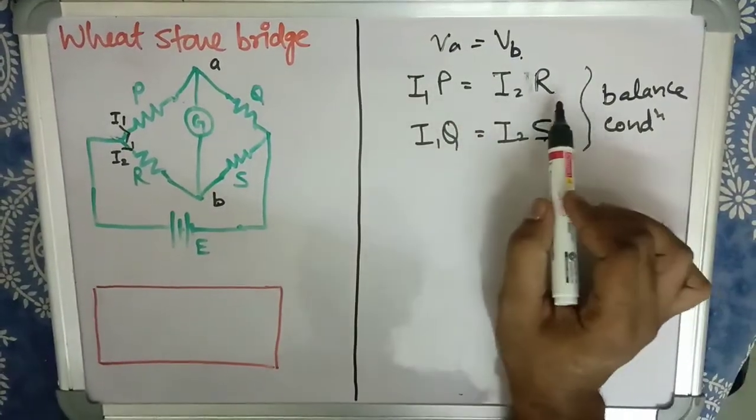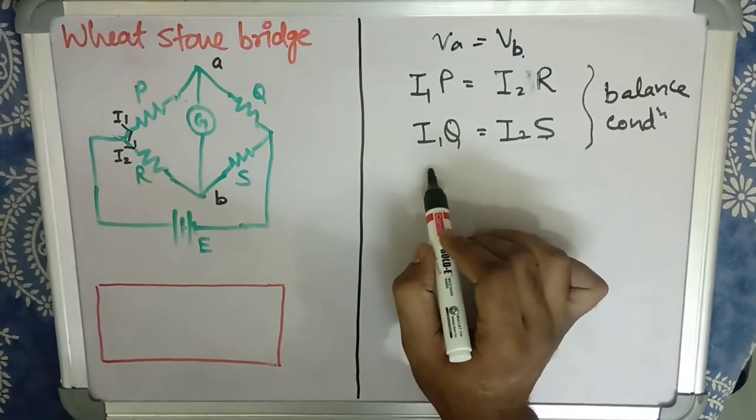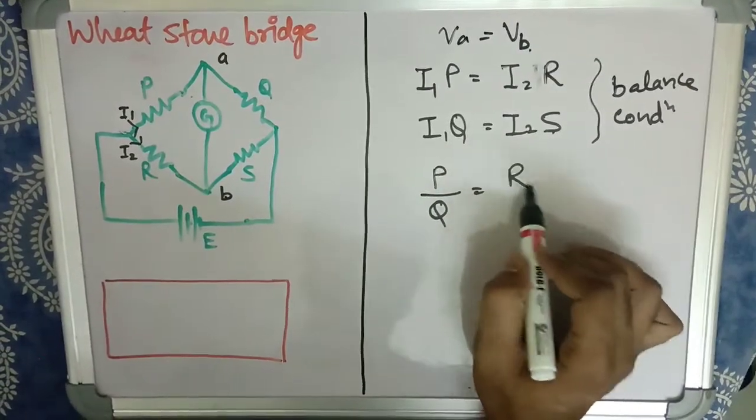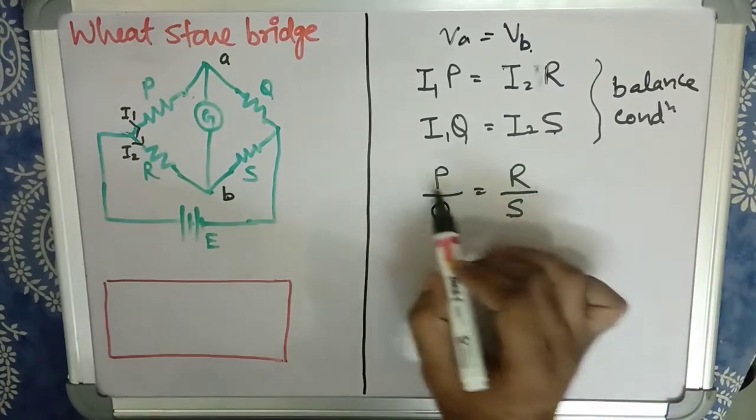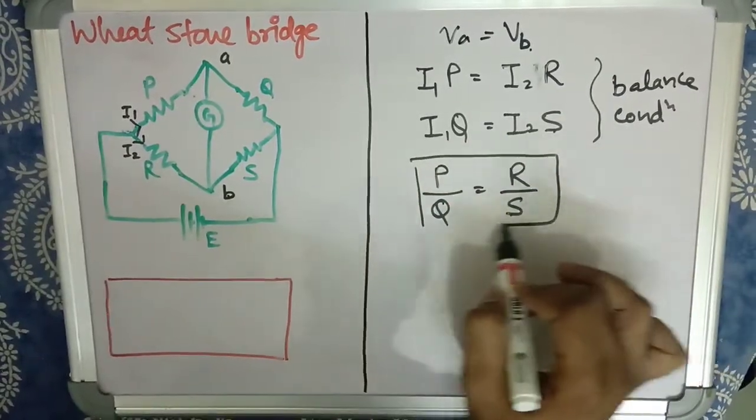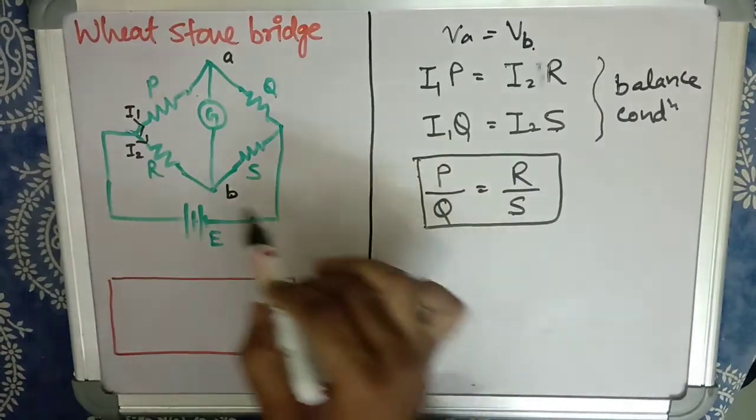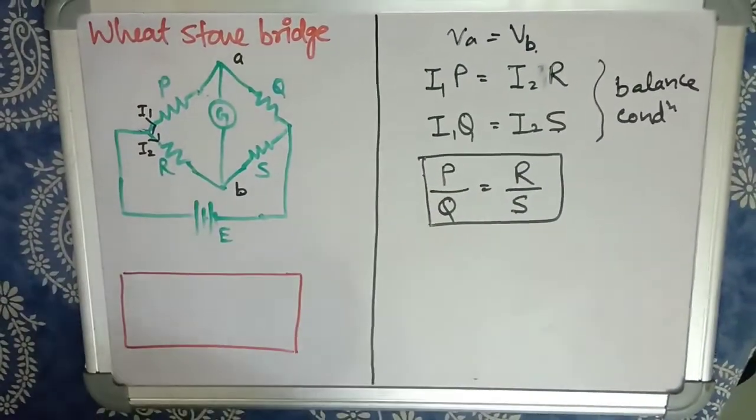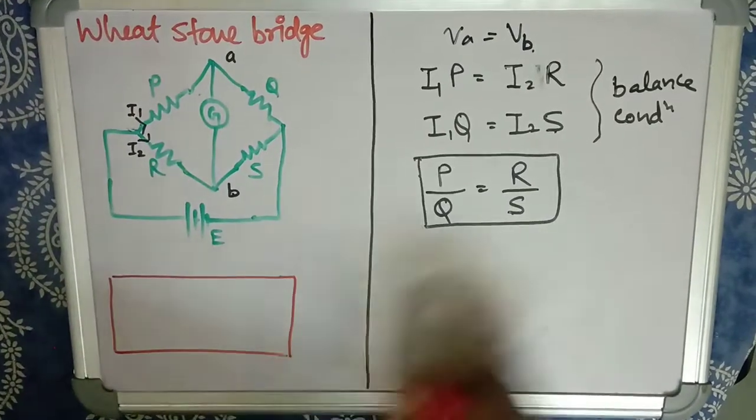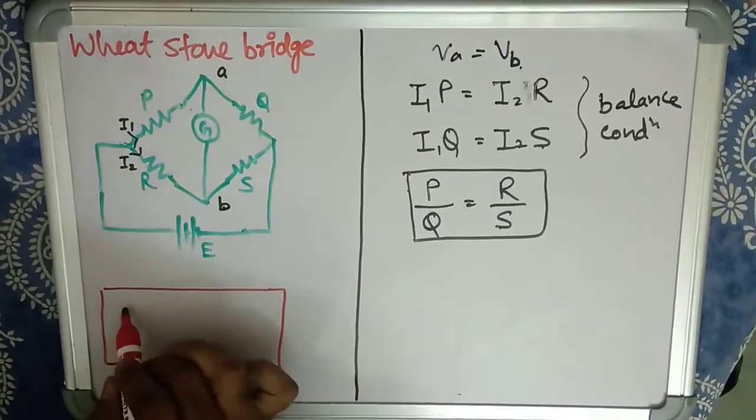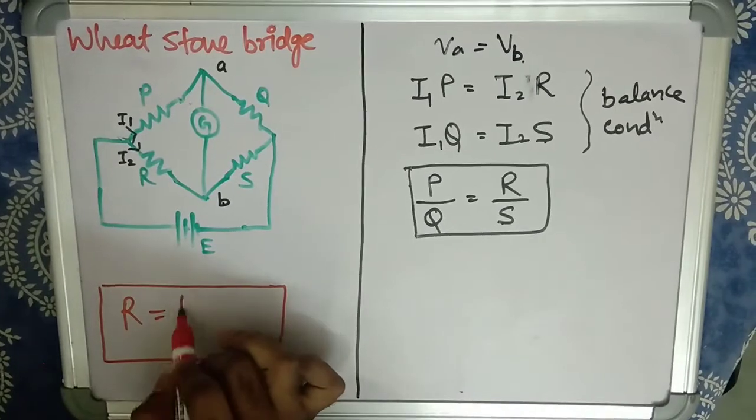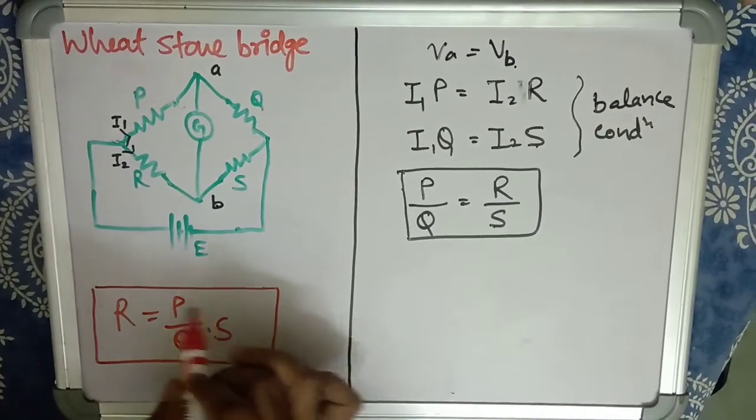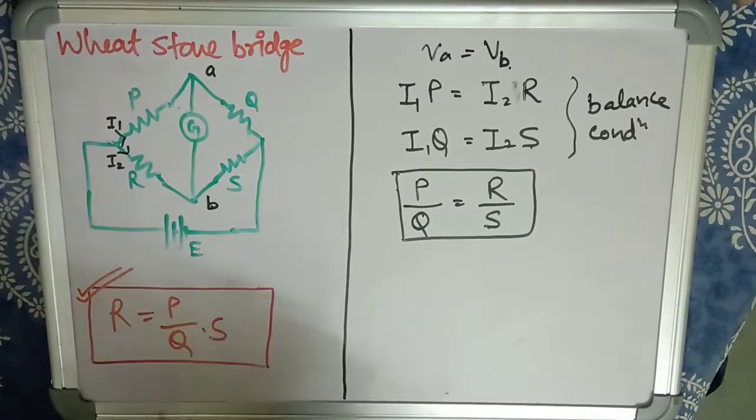When we divide equation 1 by equation 2, we get P by Q is equal to R by S. That is our important equation through which we calculate our unknown resistance R. So R comes out to be P by Q into S. So this is our unknown resistance.